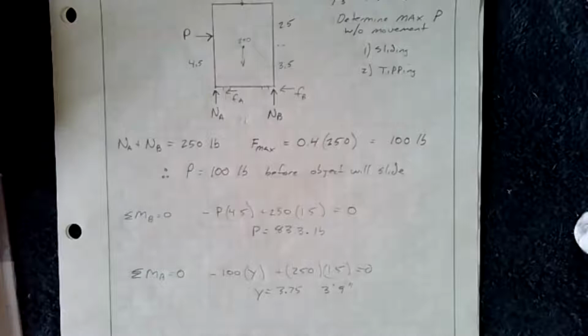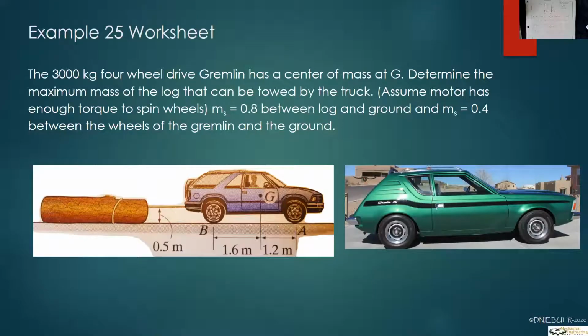Let's look at another example. So in this one, we have our 3,000-pound gremlin. And in this context, we're going to be pulling a log. And what we want to know in this problem is how much force is going to be required, or I should say what is the maximum weight of the log that we could pull before we'll sit and spin, so to speak.